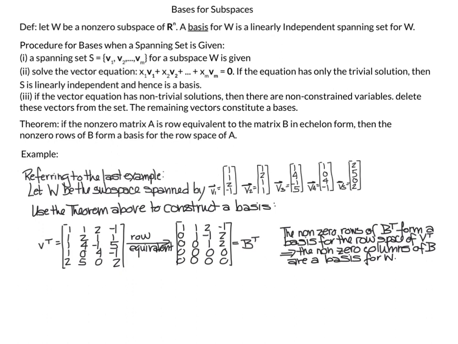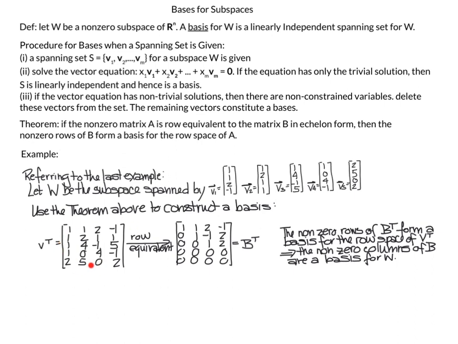Since the theorem talks about row spaces, we're going to use the transpose so that now our vectors v1, v2, v3, v4, v5 are the rows, and now we can consider the row space. So we look at V transpose, which again has v1 in the first row, 1, 1, 2, negative 1. v2 is the second row, 1, 2, 1, 1, etc.